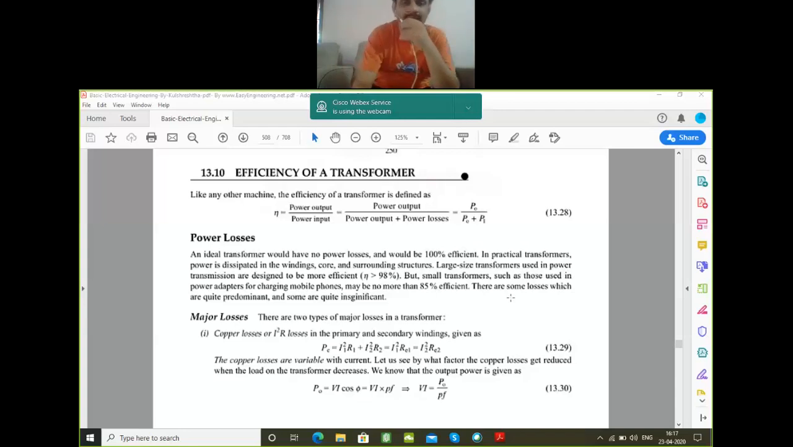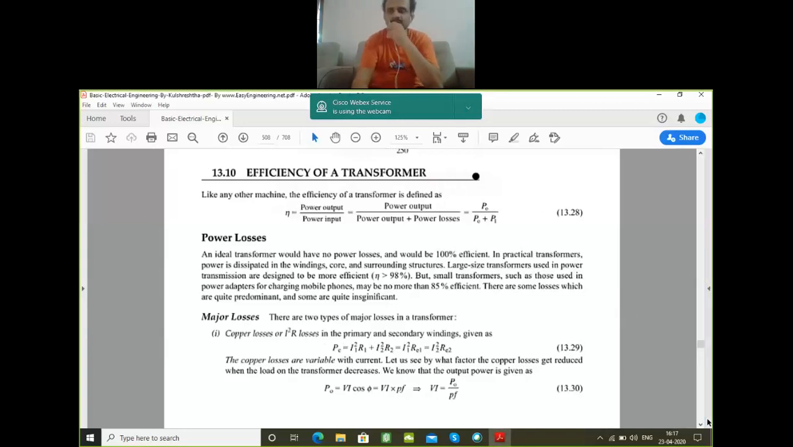Then we saw the two major types of losses in a transformer. We saw that there are copper losses, also called I square R losses. So copper loss PC is equal to I1 square R1 plus I2 square R2, where R1 and R2 are the resistances of the windings in the primary and secondary coils. We saw that they are all equal to I1 square RE1, which is equal to I2 square RE2.